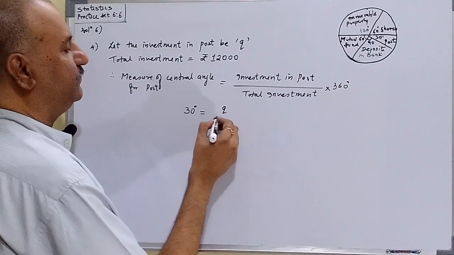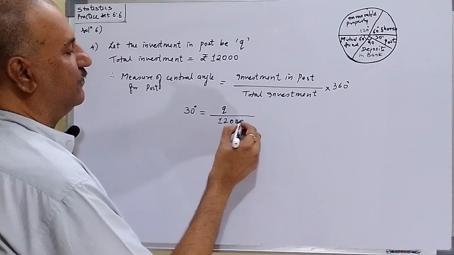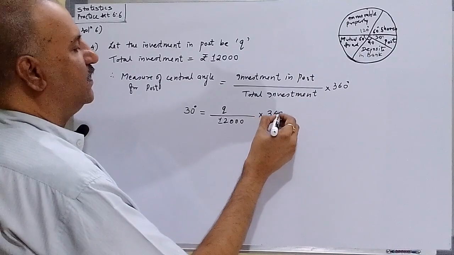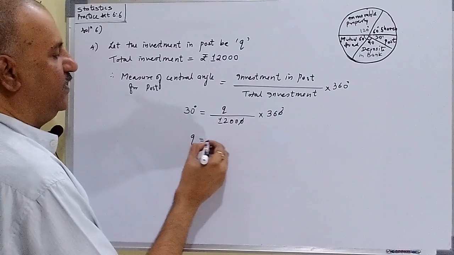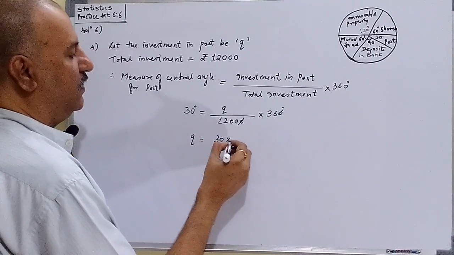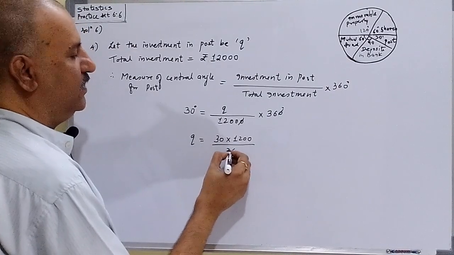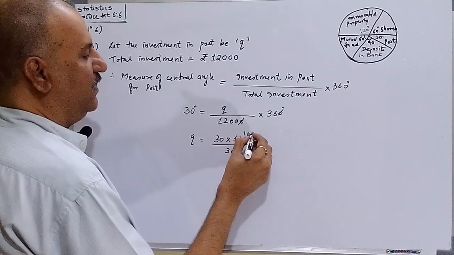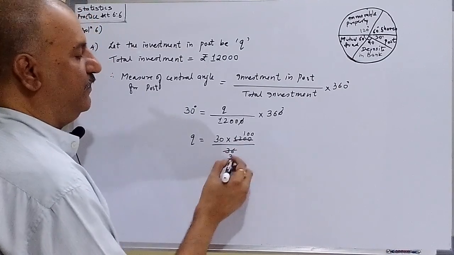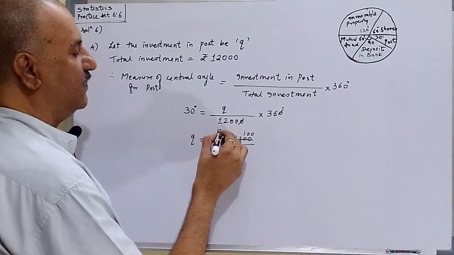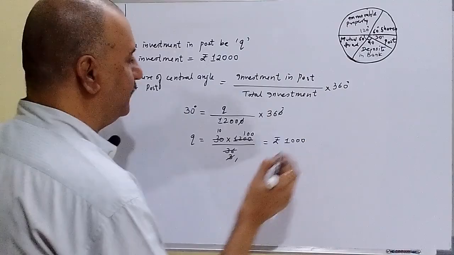We take this as Q. This is 12,000. This is 360 degrees. 0, 0 cancel out. So Q will be 30 into 1200, sorry, upon 36. 1200, 12 threes are 36. 3 ones are 3, 3 tens are 30. So it is rupees 1000.